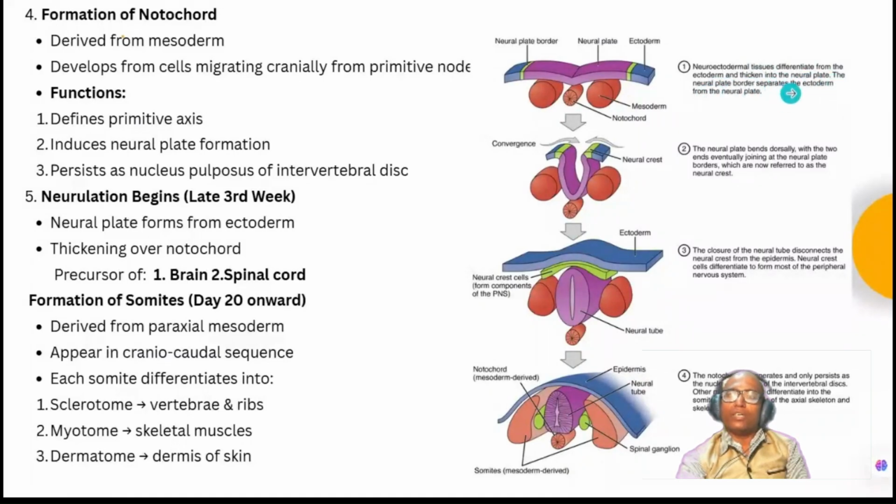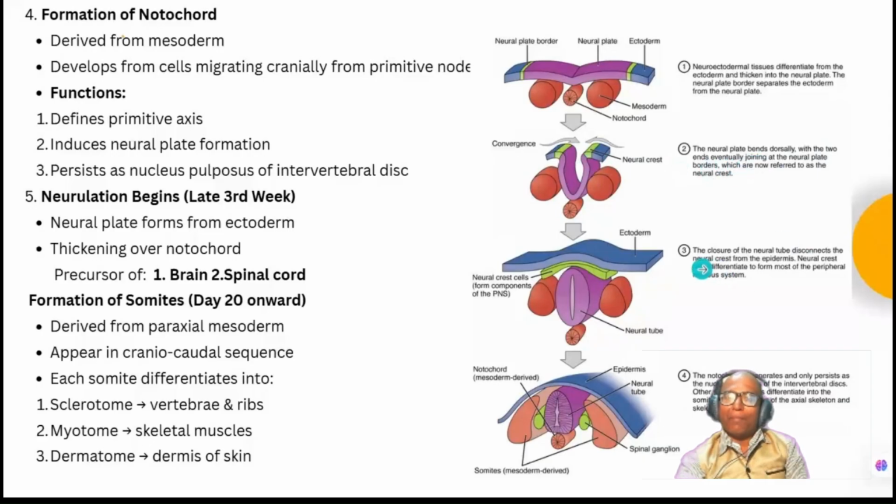The neural plate border separates the ectoderm from the neural plate. So these are the neural plate border. This will separate this neural plate from the rest of the ectoderm. Okay, the neural plate bends dorsally with the two ends eventually joining at the neural plate borders, which are now referred to as neural crest. So this neural plate bends further, and the two ends eventually join each other.